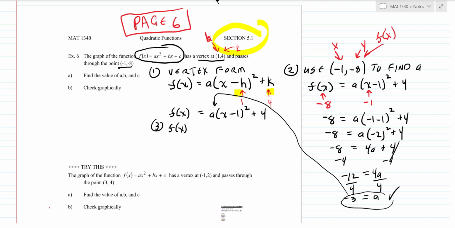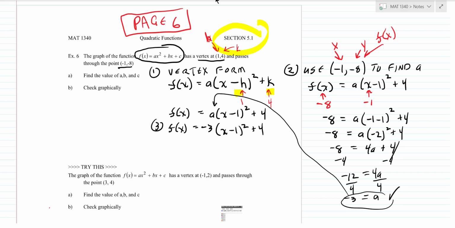So what you have is f of x is equal to negative 3 times (x minus 1) to the second plus 4. Now that's not the answer. In this problem, you got to find a, b, and c. All I've done so far is we got a as negative 3. We got to find b and c.